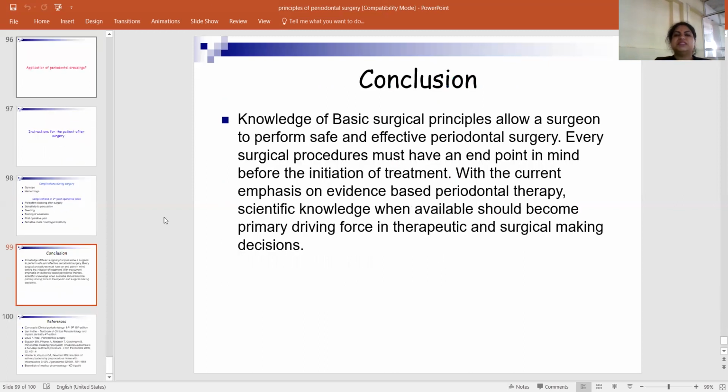The general basic principles of periodontal surgery should be known, because to perform effective and safe periodontal surgery, every surgical procedure must have an endpoint in mind from the initiation of the treatment. With the current emphasis on evidence-based periodontal therapy, scientific knowledge, when available, should become a primary driving force in therapeutic and surgical decision making. Thank you.